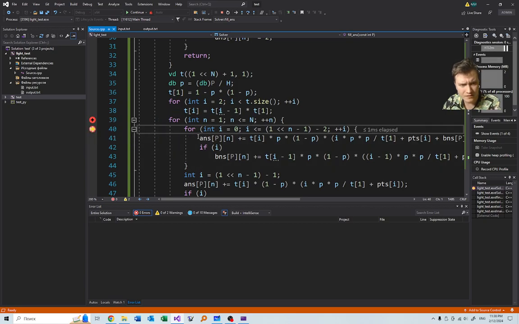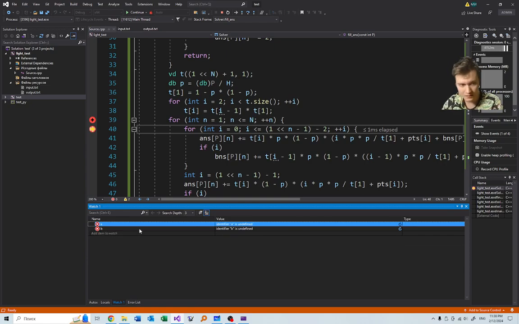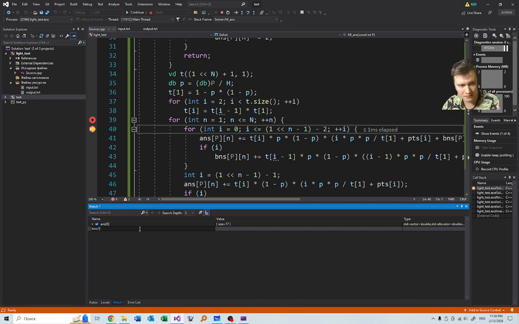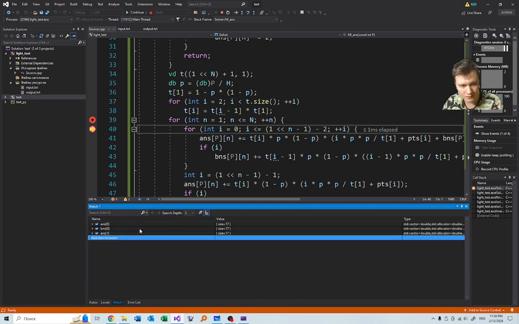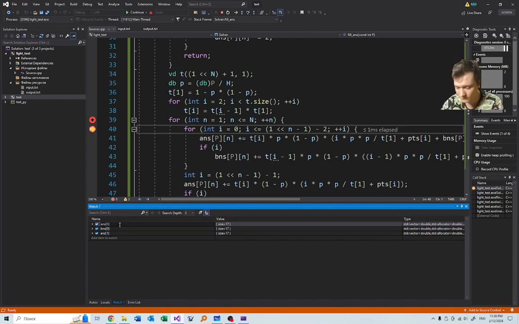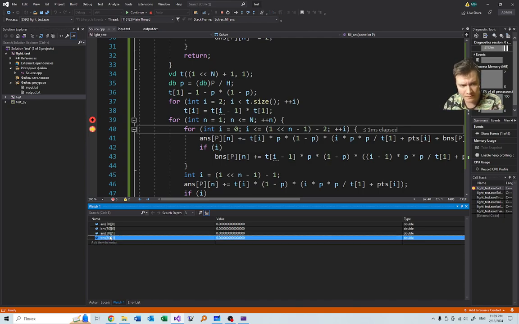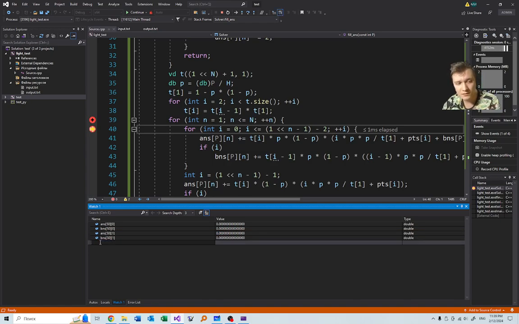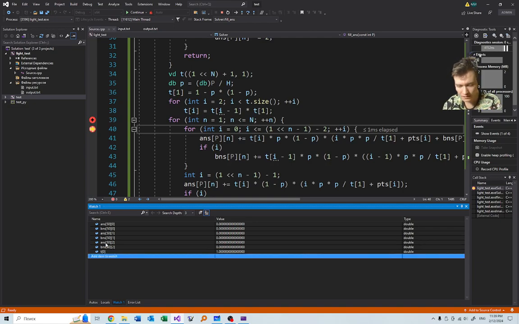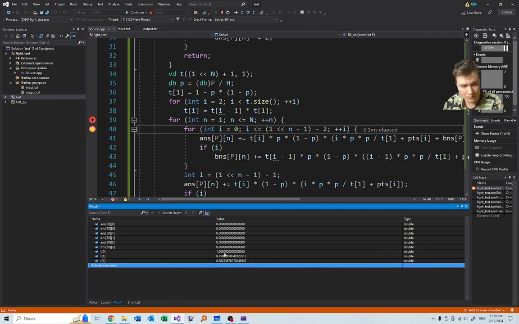So for 1 it's obvious. Let's look at n equals 2. And I need to look at ans 0, ans 1, oh no, well, it makes perfect sense, and also I want to look at ans 52, also I want to look at t0, t1, t2. Okay, this is crazy.